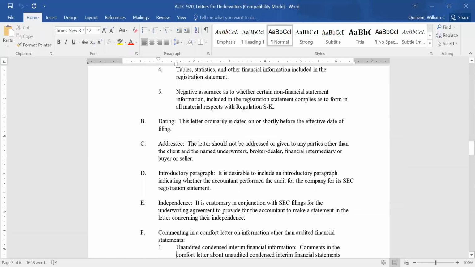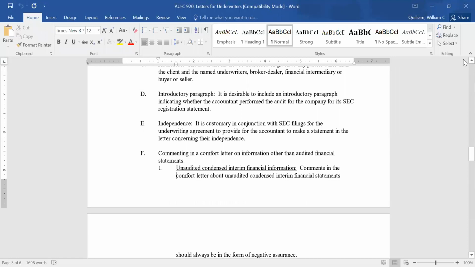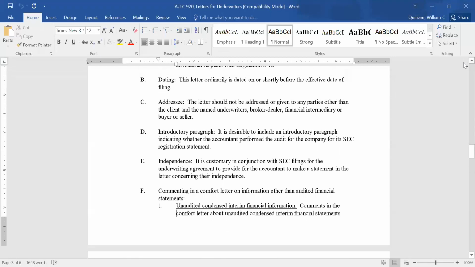Let's see, I can skip through most of the rest of this, I think. Let me just verify as I go through. Dating: you should know the letter is usually dated on or shortly before the effective date of the filing. So whatever documents are filed with the SEC, we try to have our comfort letter extend all the way to that date. C, the addressee: the letter should not be addressed or given to any parties other than the client and the named underwriters or other parties.